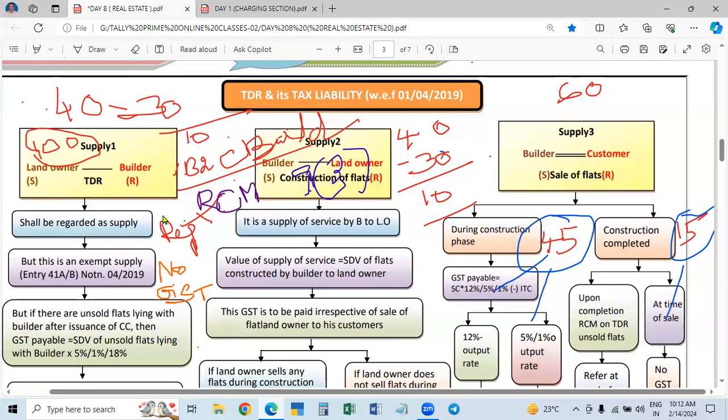Registration is required for the landowner. In this case, he has to pay the tax. The landowner also has to pay tax. Then the tax will be double. That is, there will be double taxation.